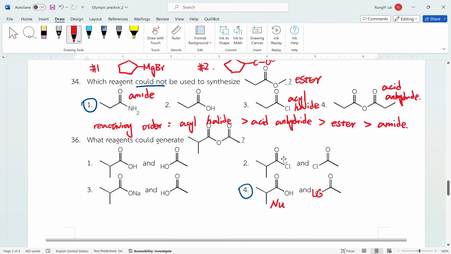Of course, number 2 and number 3, definitely you cannot use it to synthesize this compound. So I make a note. This one you are going to make mixtures of AC and hydrides. Okay. You will get 3 different anhydride.